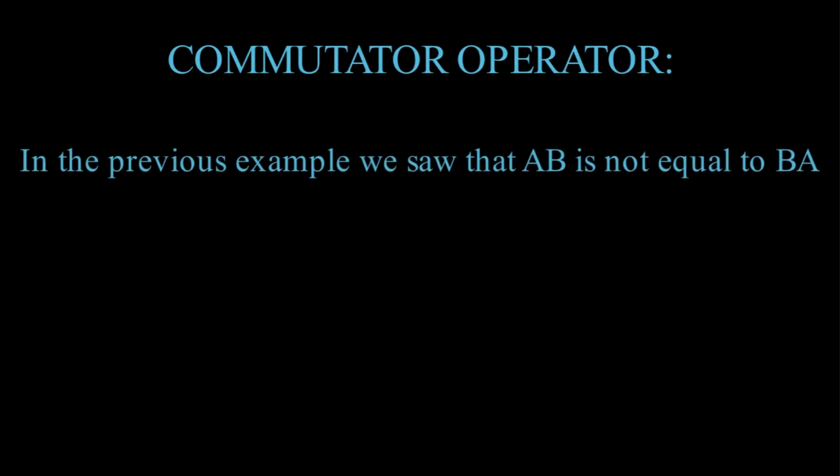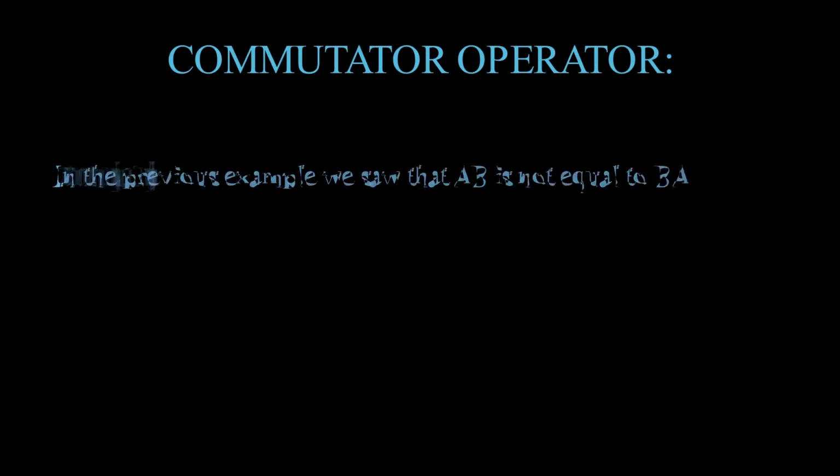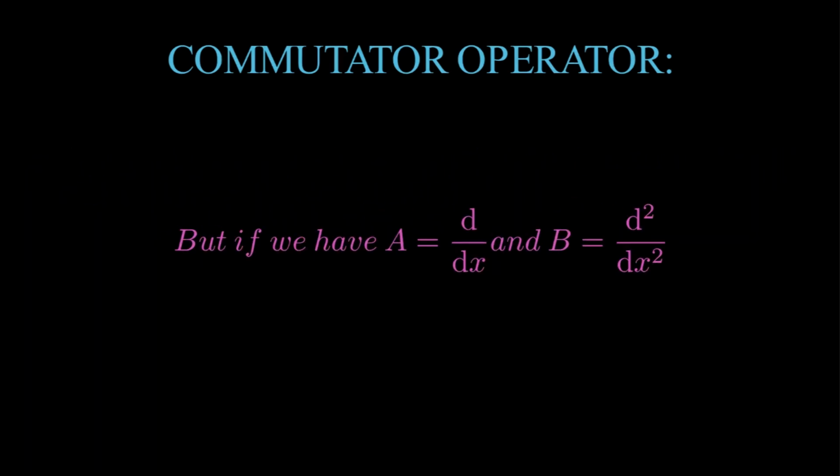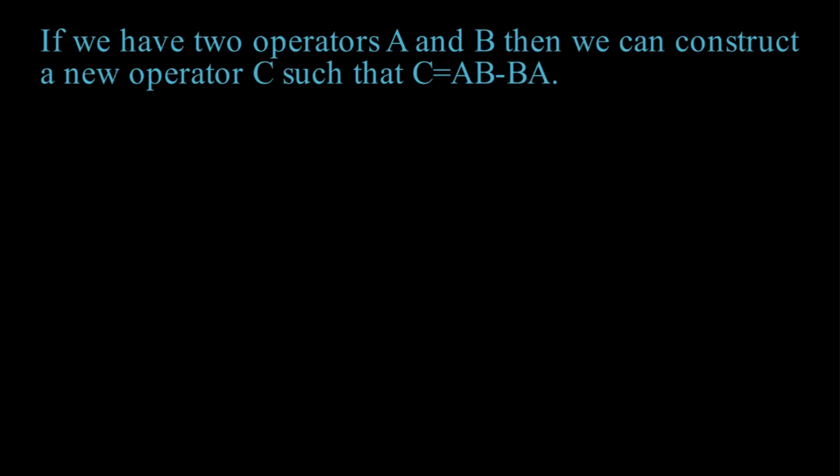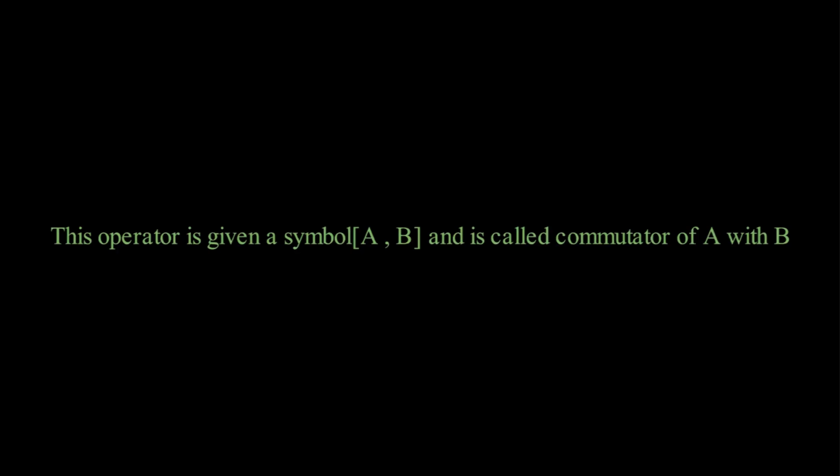Now we'll talk about the commutator operator. In the previous example, we saw that the value of AB sin x is not equal to the value of BA sin x, or simply we can say that AB is not equal to BA. But if we have operator A as d/dx and operator B as d²/dx², then we will have AB equal to BA. If we have two operators A and B, then we can construct a new operator C such that C is equal to AB minus BA, and this operator C is called the commutator of A with B.